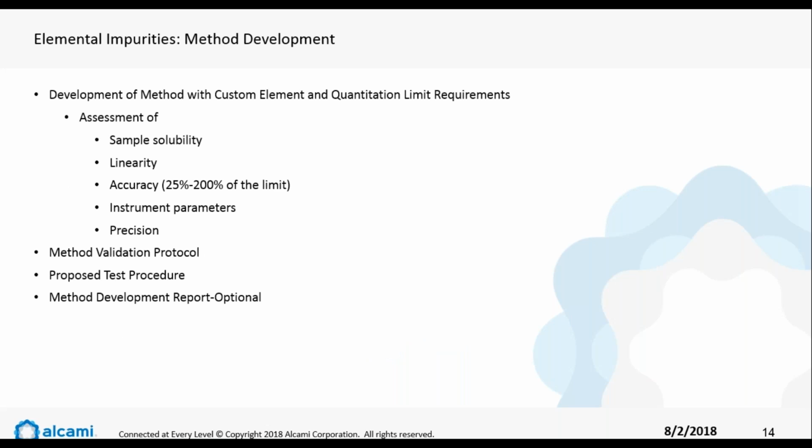One of our other options is method development. We do perform method developments, and usually we're doing these when there's custom elements or special quantitation limits that are required. So again, it's the same studies as before, but we develop the method so that it will be validatable. And then the deliverable for that is a validation protocol, the proposed test procedure, and we can provide development reports if needed.